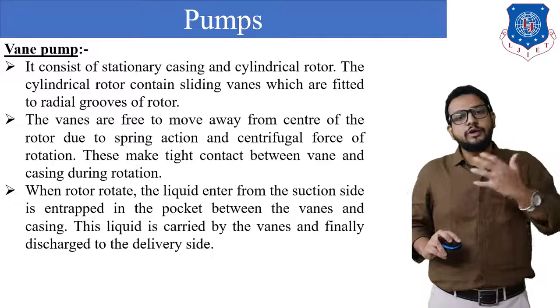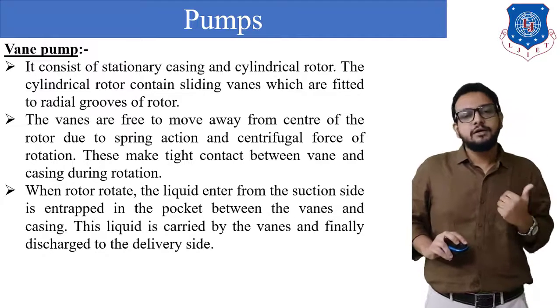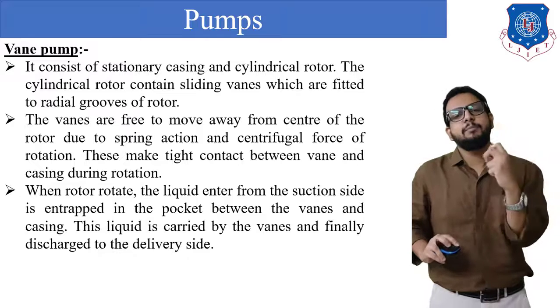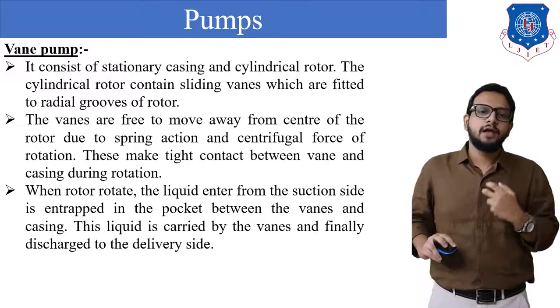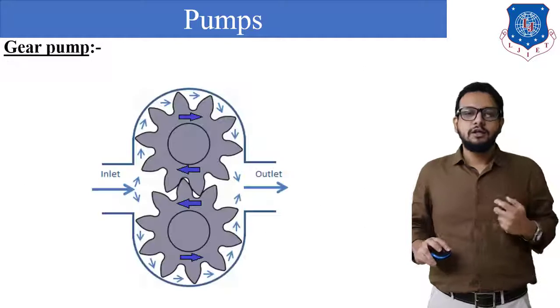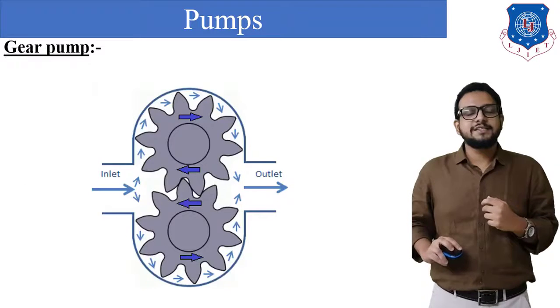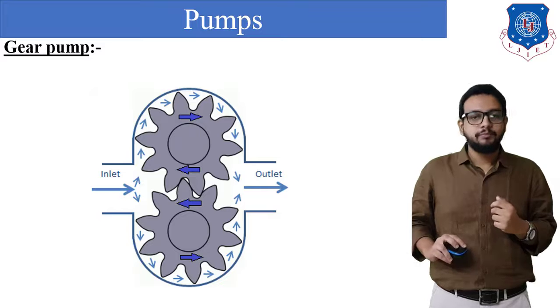Now when the rotor rotates, the liquid enters from the suction side. The liquid gets entrapped in a pocket between the vane and the casing, and this liquid is carried by the vane and finally discharged to the delivery side. Okay, now let us see the next type of pump, that is called a gear pump.